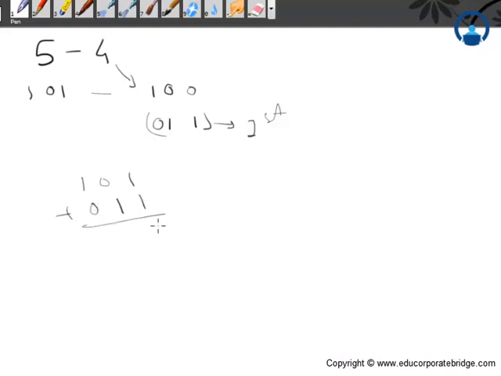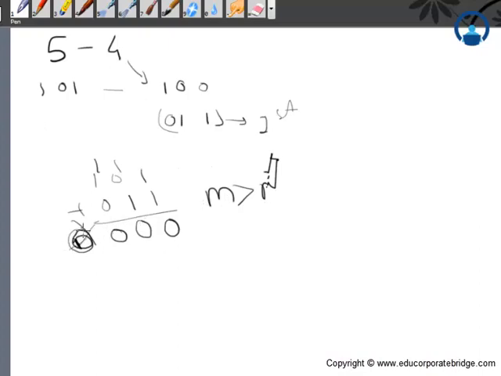That is 1 plus 1. In binary addition, 1 plus 1 never gives 2; it always gives 0 with a carry. Similarly, 1 plus 0 is 1, 1 plus 1 is 0 with carry 1, and 1 plus 1 gives 0 with carry 1. Since the end carry is 1, m is greater than n. Since m is greater than n, the end carry 1 can be discarded. Therefore, the result obtained is 0 0 1, which is 1.